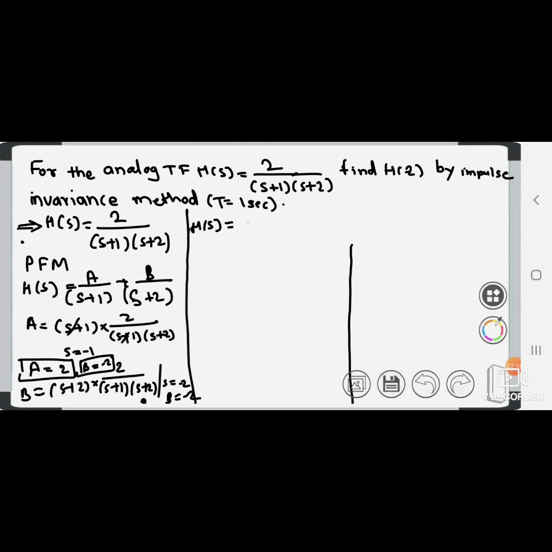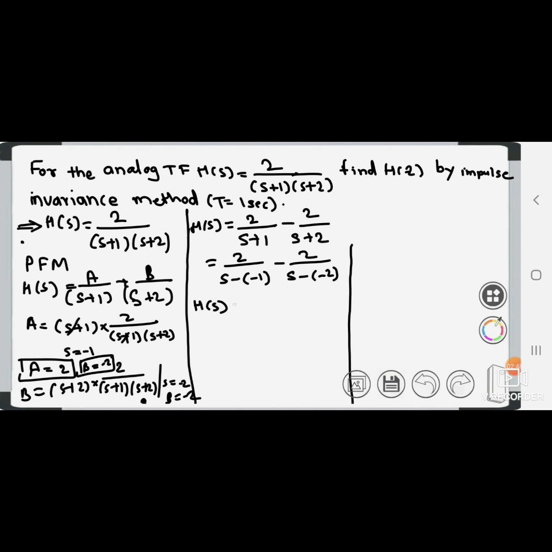So H(s) is equal to, for A, we have 2 upon (s+1). For B, we have minus 2, so with this minus sign, 2 upon (s+2). We can rearrange it like this: 2 upon (s minus (-1)), minus 2 upon (s minus (-2)). So the plus sign we rearrange into minus minus. Why this? Because by impulse invariance, what do we know?